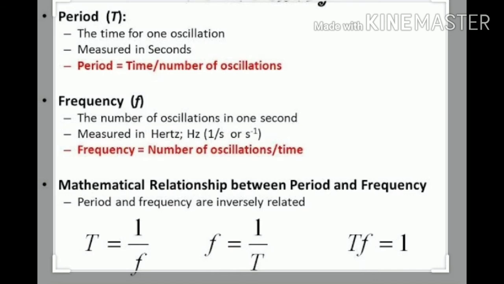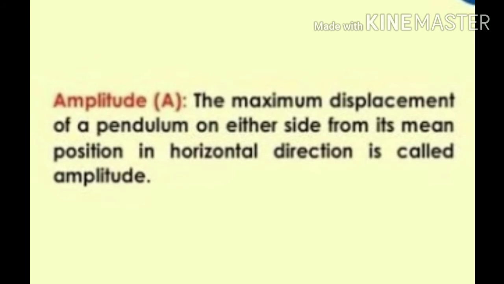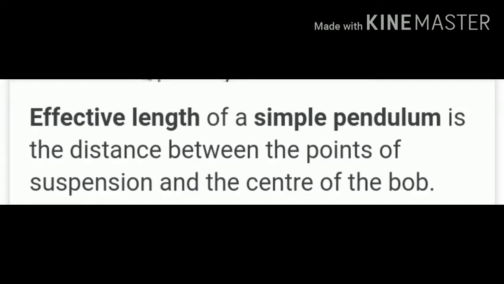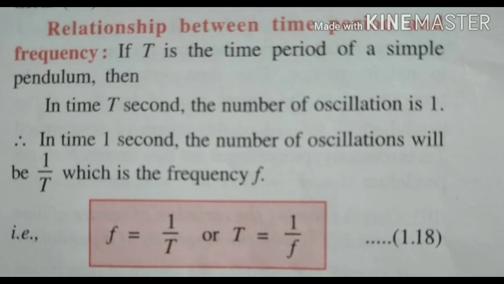Frequency is the number of oscillations made in 1 second. The maximum displacement of the bob from its mean position on either side is called amplitude. Effective length is the distance of the point of oscillation from the point of suspension. Relationship between time period and frequency: frequency is equal to 1 by time period.